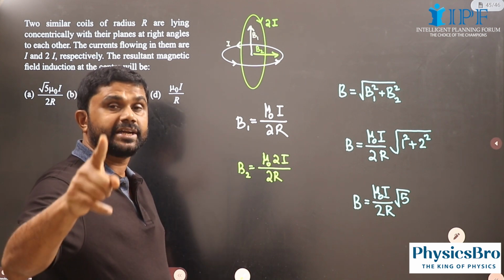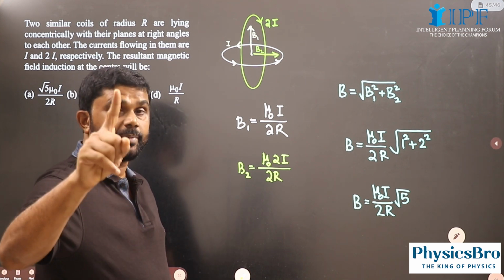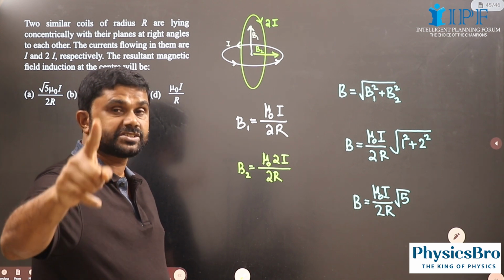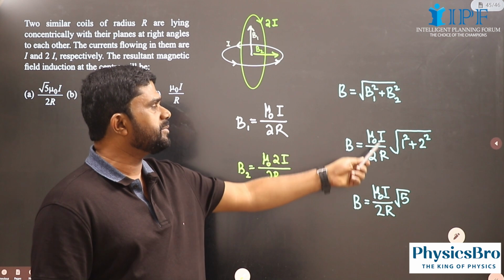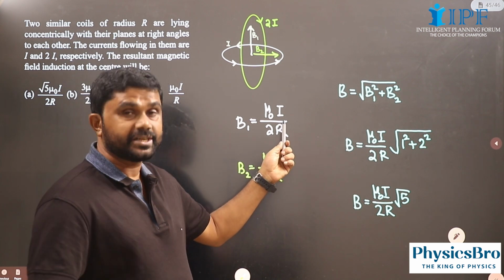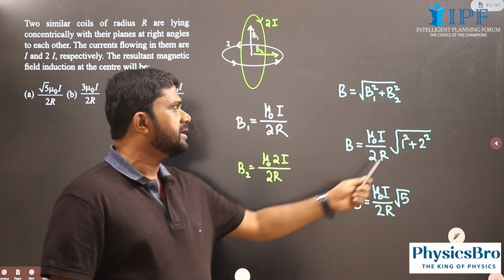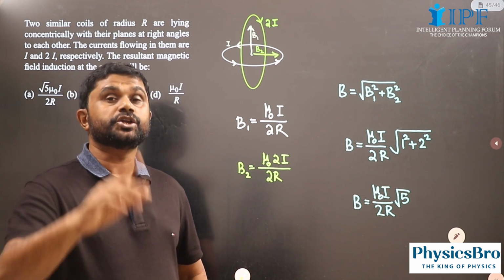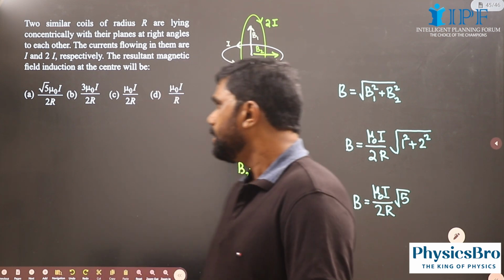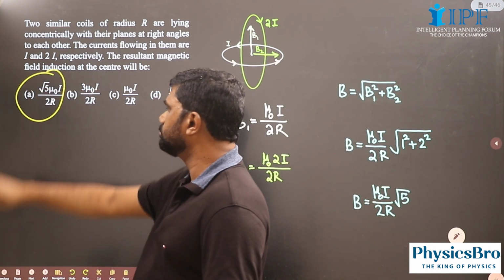These two magnetic fields are perpendicular to each other, so the resultant field will be under root B1 square plus B2 square. The common factor mu 0 I by 2R you can take outside. Here what remains is 1, and here what remains is 2. So under root 1 square plus 2 square, that will be root 5. So the answer is mu 0 I divided by 2R into root 5.